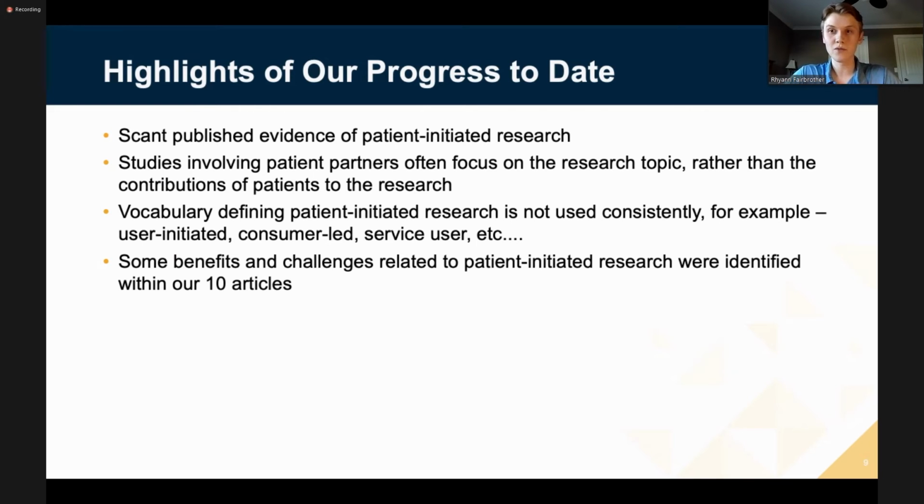As I mentioned, there were approximately 10 articles that we found met our definition of what it means to be patient-initiated research. Our team has begun looking through these articles to try and find some benefits and challenges that have appeared across the different articles. I will preface this by saying we haven't conducted our full literature analysis to this point, but these are some of the benefits and challenges that we're starting to see as we've begun to look through these articles in a little more detail.